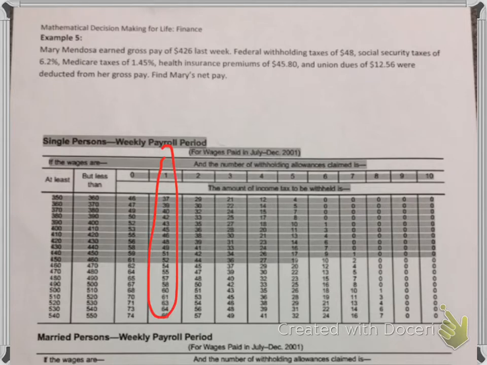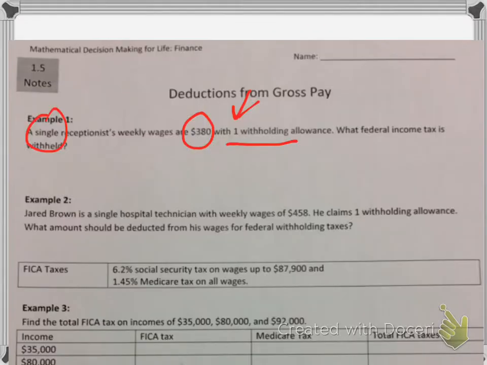So here it says at least this amount of money, but less than that amount of money. So I actually got to find $380 on this side right here, because that's where it's at least that amount of money. So I'm going to come right here and then just find on the chart what number that's going to be. That number is 42. So the amount of money that's going to be withheld on her weekly paycheck for taxes from the federal government is $42.